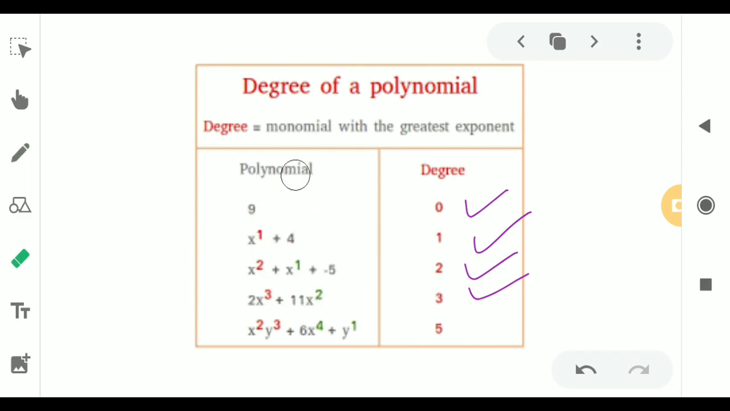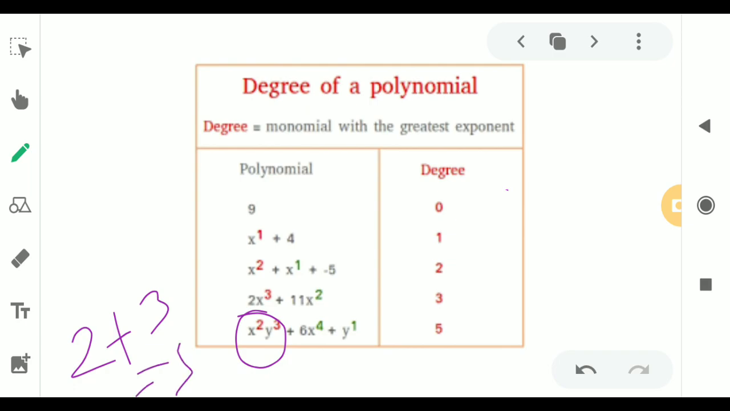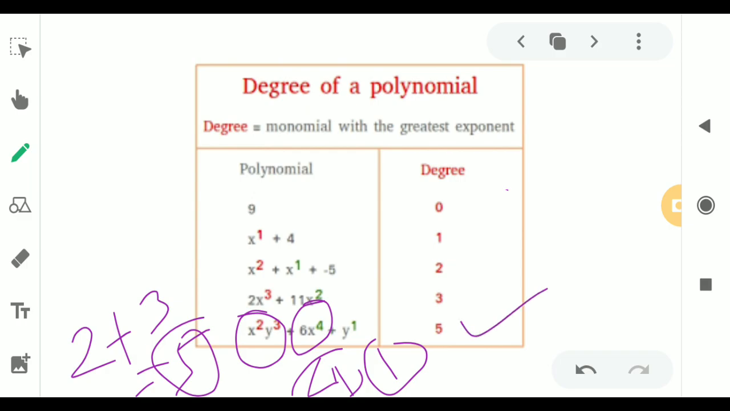Now, here power is 2 and 3. Here power is 4. Here power is 1. Which one is greater? 4. But what Sir told before, in one particular term, what should be the total number of exponent? See, if we add the exponents in this particular term, 2 plus 3 is equal to 5. Here only 4. Here only 1. So 5, 4, 1. Which one is greater? 5. That is why the degree of the last polynomial is 5, not 4.